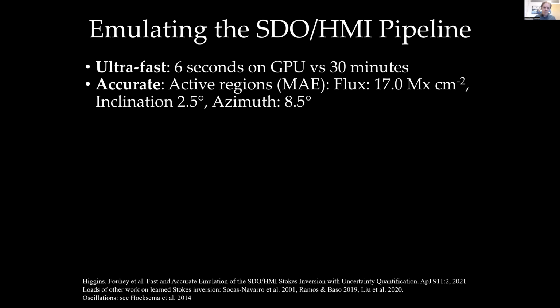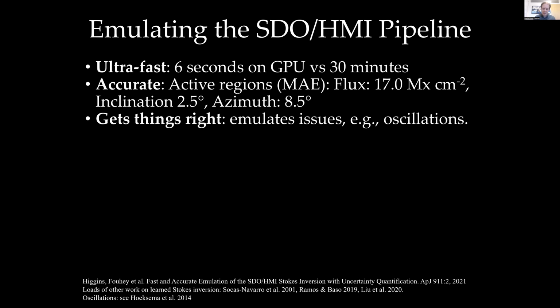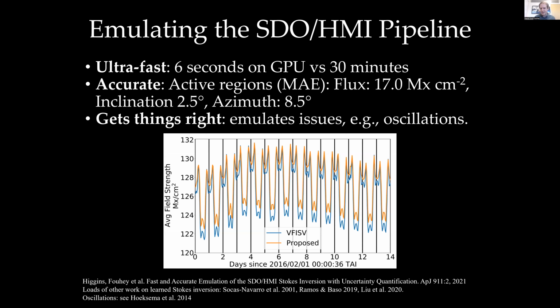It's quite accurate, so we're able to get the active regions quite accurately. These are active regions that typically have 1,000 Gauss magnetic field strength, and we're getting errors around 17. The inclination and the azimuths are typically single-digit numbers. And what's fun is that it actually captures a lot of the issues that the current pipeline has. HMI is known to have oscillations in its data. If you look at the average field strength, there's a 24-hour oscillation, which produces this entertaining cat ears-like artifact. And our system is able to actually emulate these quite accurately, which is quite exciting.